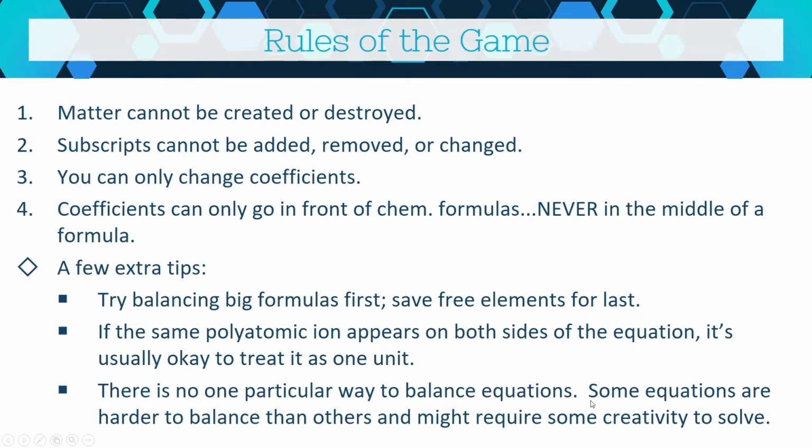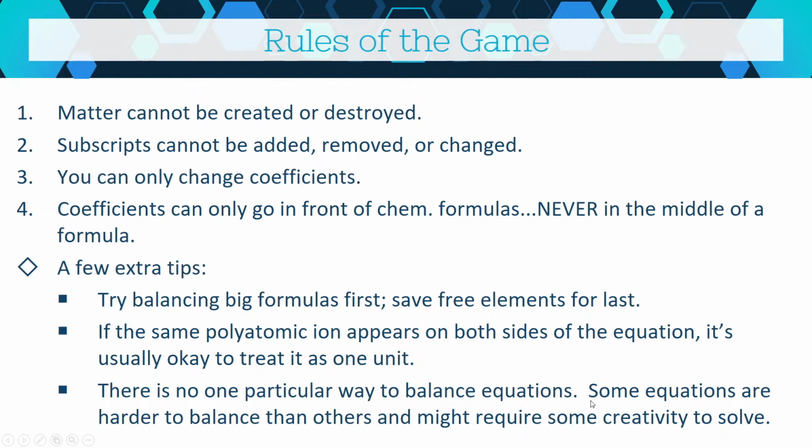First of all, try for the big molecules first. Those are the ones that have multiple elements in them. And the reason for this is when you go to change one of them, maybe just to change one type of thing, you'll end up changing others as well. And it's really annoying if that's one of the last things you're trying to do and everything else is balanced. You don't want to have everything else balanced, you go change one thing and it throws it all out.